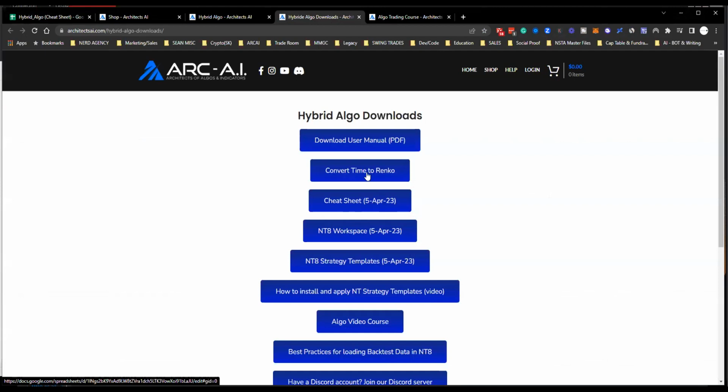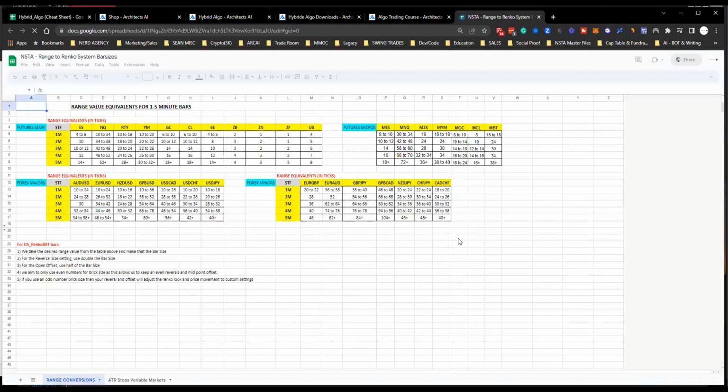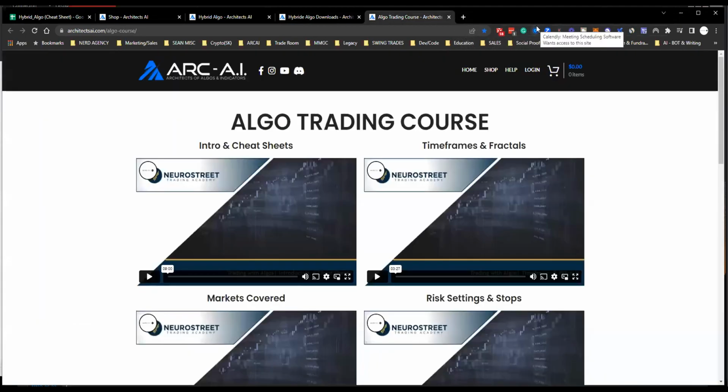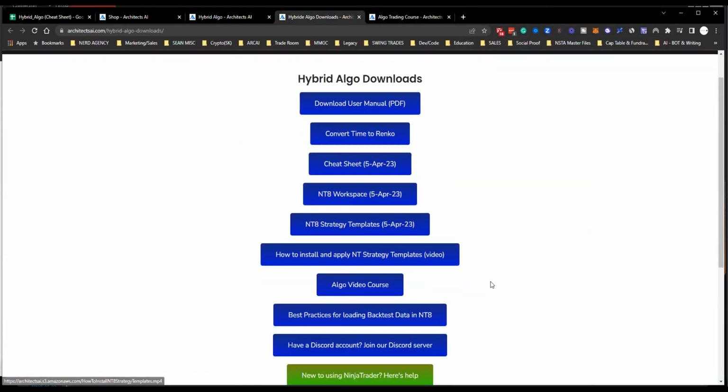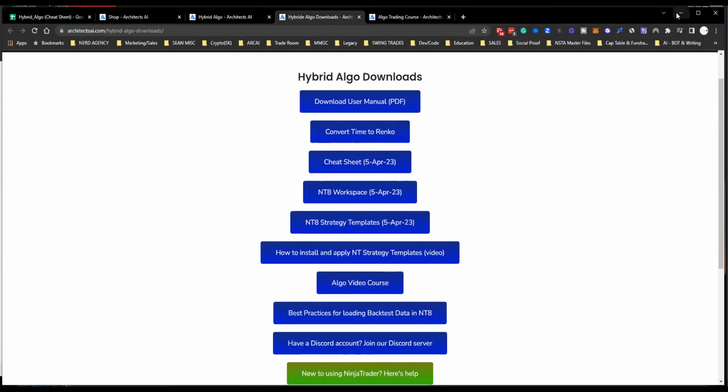Like if you click here, it says convert time to Renko, open that. It's going to bring you to a Renko conversion document that we have, right? So you understand the different fractals. If you're new here, I can assure you that we can get on a call with you. We can help you understand the resources, no problem. Cheat sheets, workspaces, templates, algo course videos, that type of stuff, right?